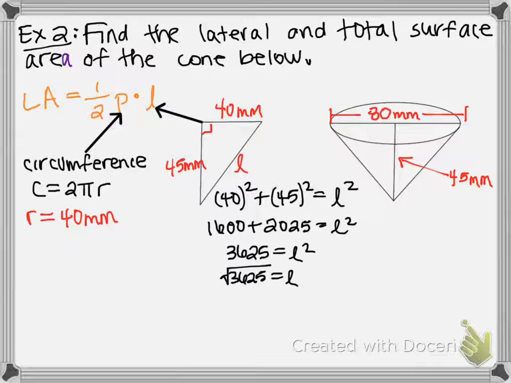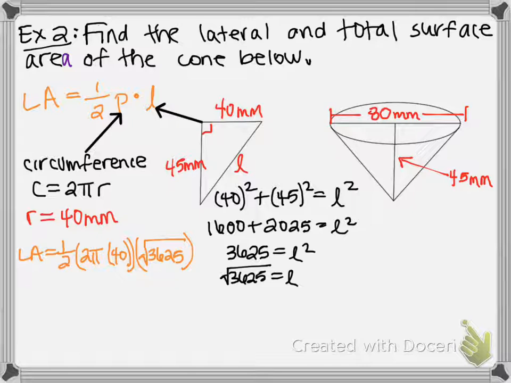So when we do that work, I put in 40 and 45 as my A and B, because C, or L in this case, is always the hypotenuse and it goes at the end. You should end up with a slant height of the square root of 3,625. I wish I could take that square root, but it actually is not a very nice number. So for now, I'm going to leave it like that.